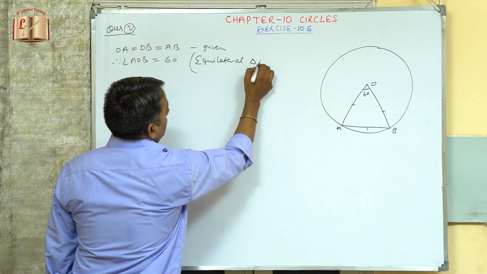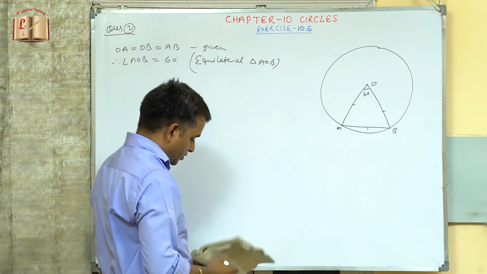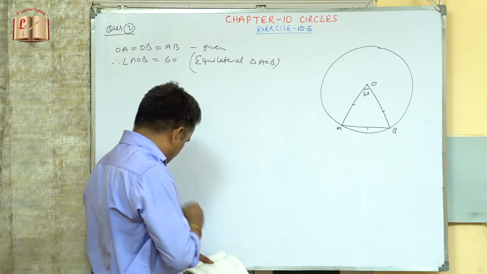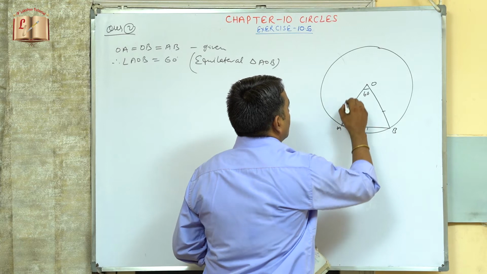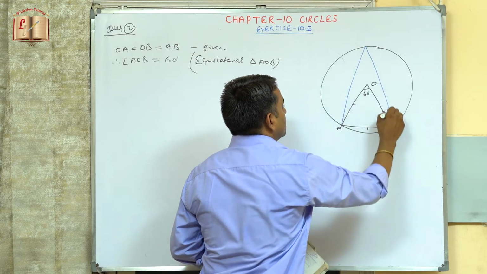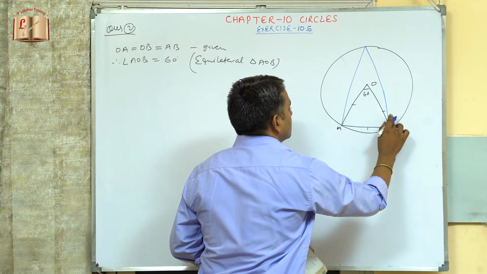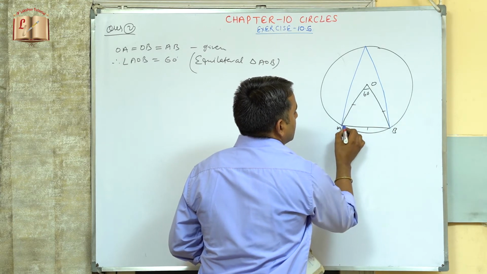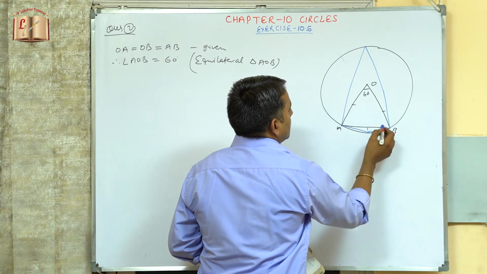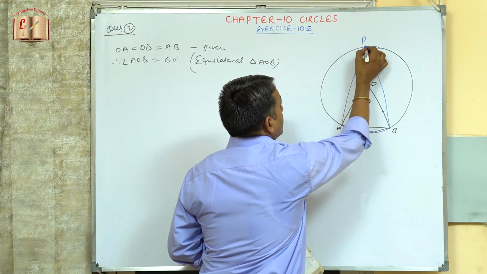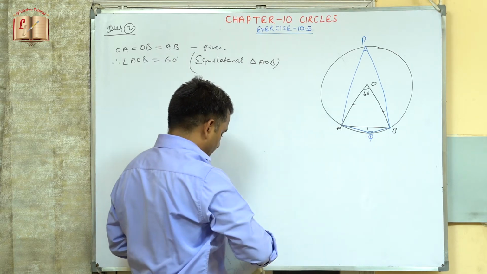Equilateral triangle AOB. So since it is an equilateral triangle, its angle is 60 degrees. Now see that if we draw an arc in another sector, and this will be the other angle. So we can take this as point P and this as Q.